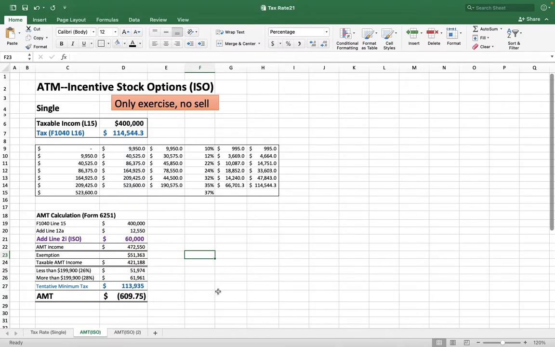So this is where you can do some tax planning: exercise some amount in last year and some amount in this year. That's where tax planning comes into place. You do not exercise the entire amount in a single year. You may exercise in different years, so you would not get hit with the AMT.